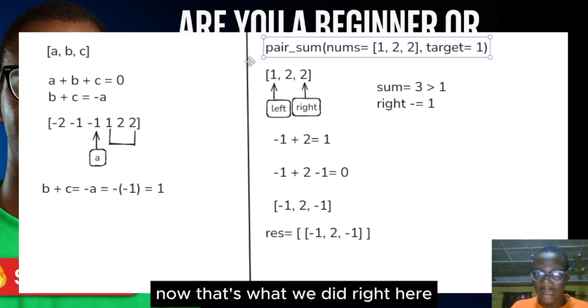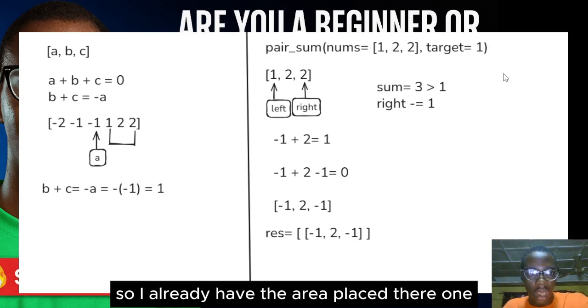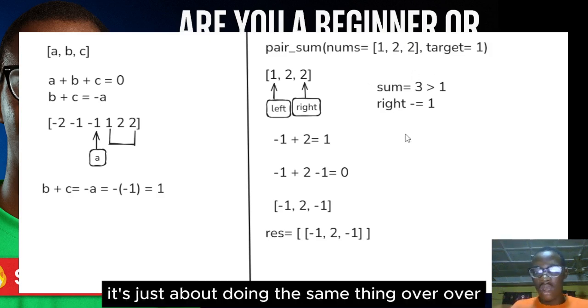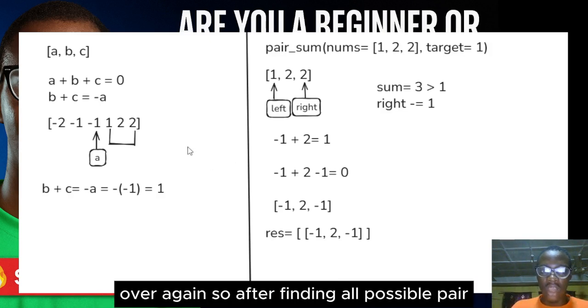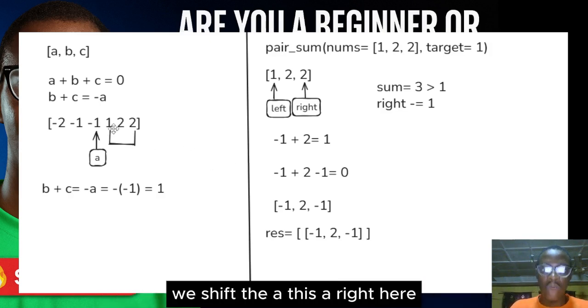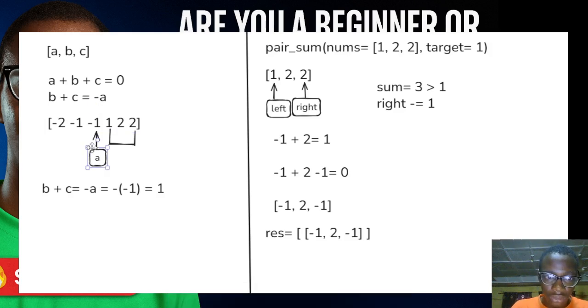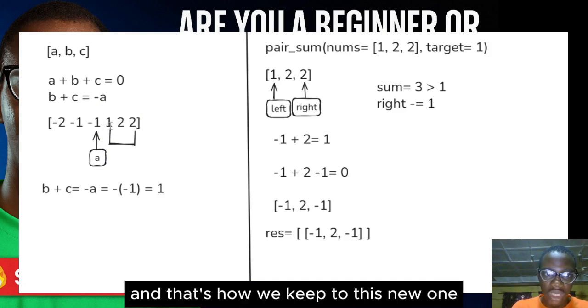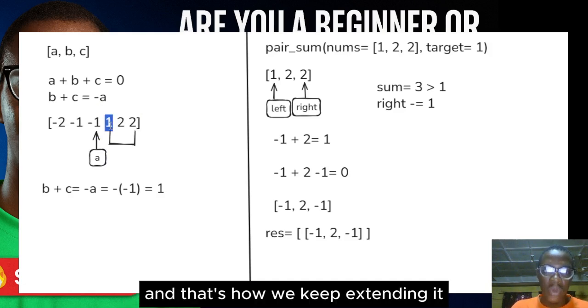That's what we did right here. I already have the array placed there, 1, 2, 2, and we have a target of 1. So it's just about doing the same thing over again. After finding all possible pairs, we shift this a to this new -1, and that's how we keep extending it.